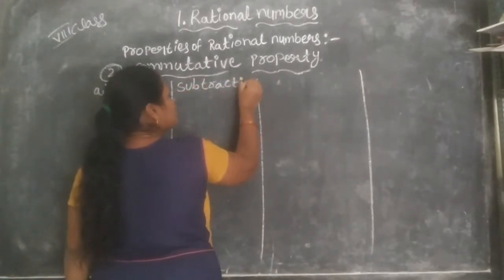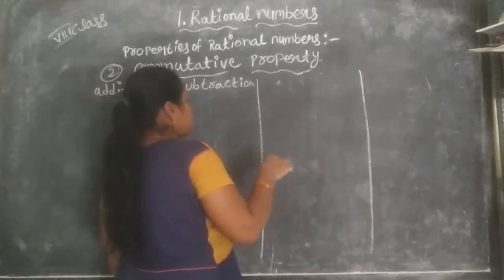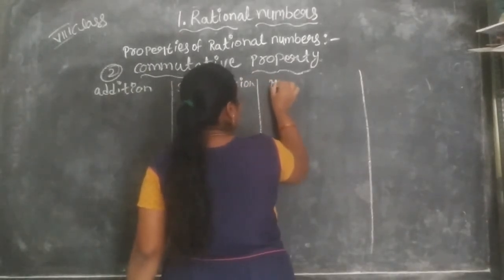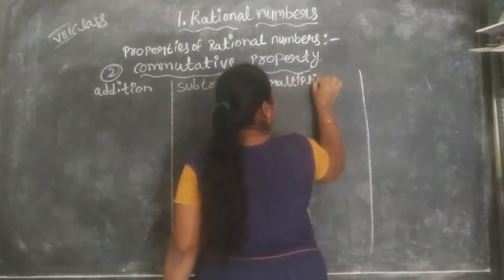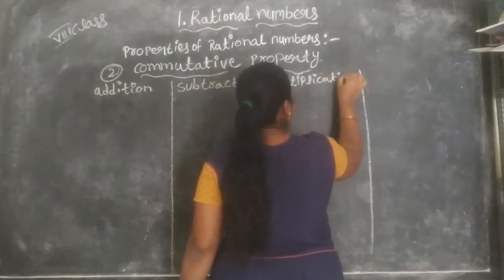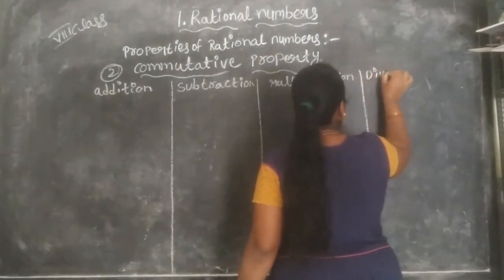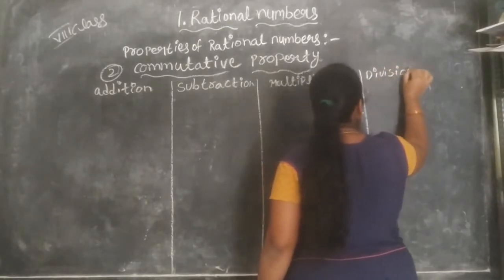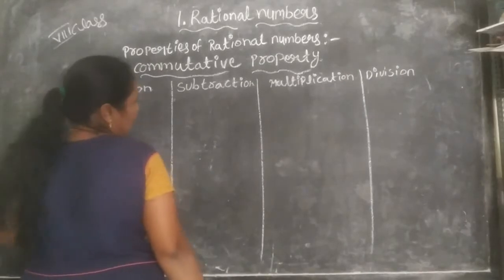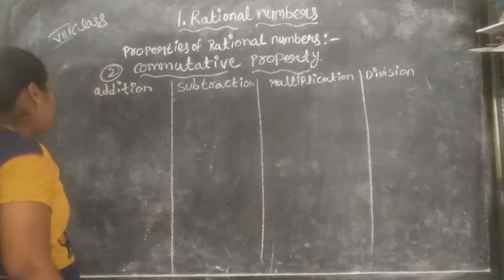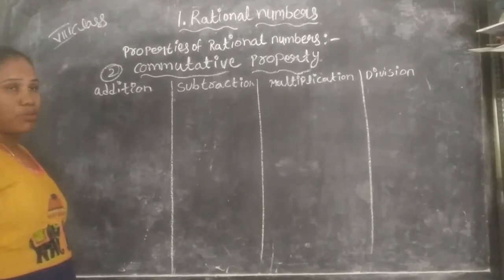Is this property applicable or not? We are checking now: subtraction, multiplication, and division. Under multiplication and division, under subtraction, under multiplication and under division. So under division, what is the formula for the commutative property?